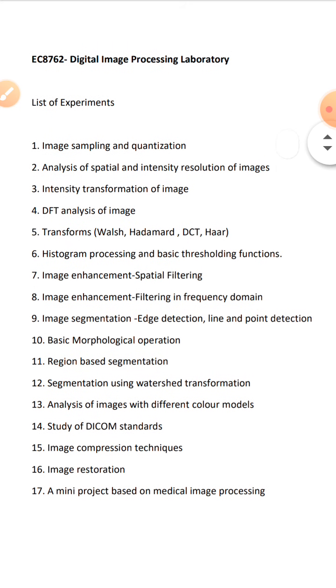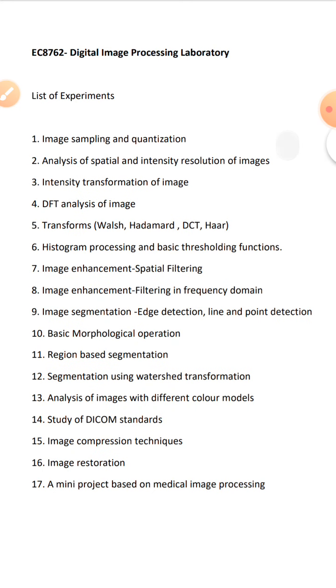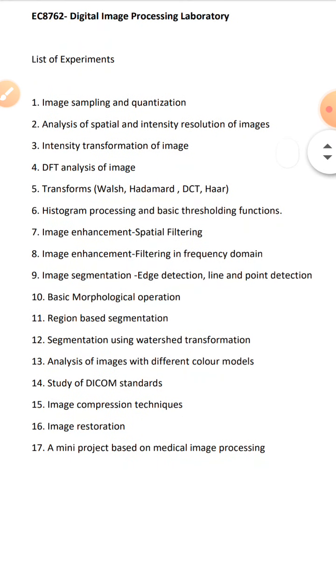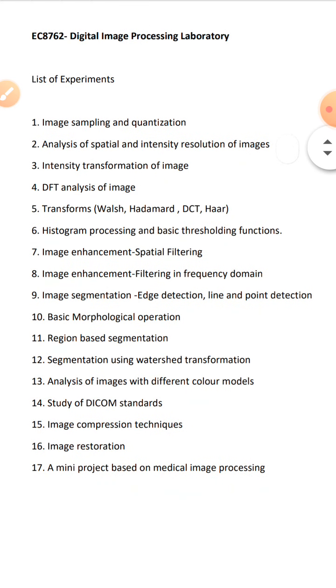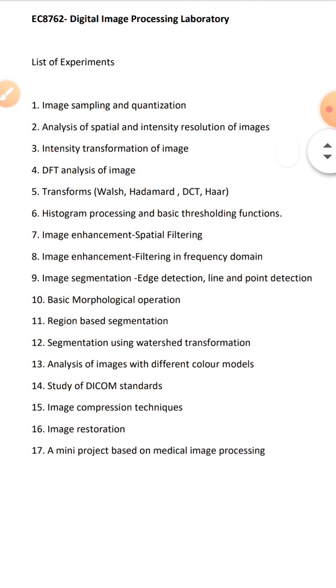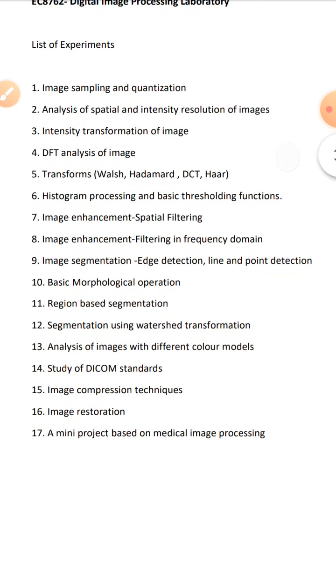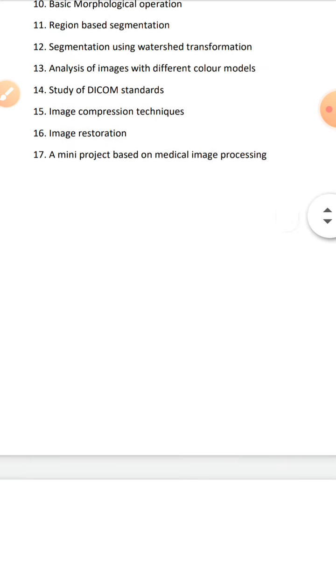So you can see that the first experiment is image sampling and quantization. So what is image sampling and what is image quantization? As you all know, sampling is you break the image into its smaller size so that the image resolution gets minimal. So that is what image sampling is. And then image quantization, you make the sampling in the intensity level. So if you do the sampling in the size of the image, then it is image sampling. If you do the sampling in the image intensity or the pixel level, then it is quantization.